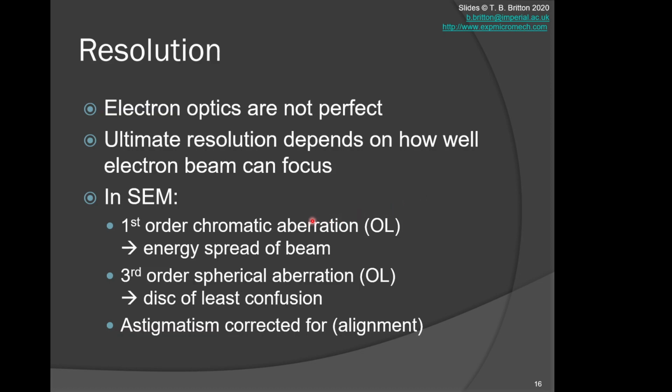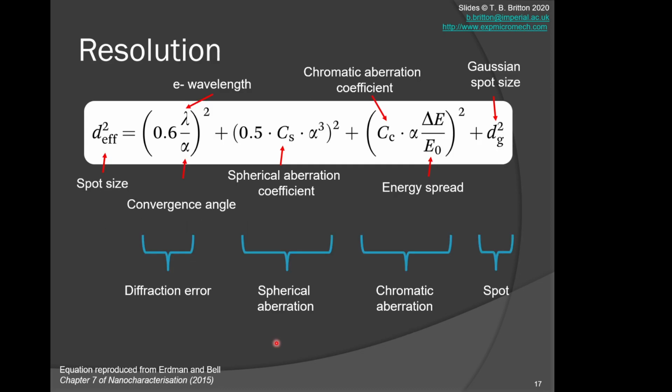We have the first order chromatic aberration, which is dependent on the energy spread of the beam. We have the third order spherical aberration, which is related to what's called the disk of least confusion. And we can also have, and you'll see what this means in a minute, an astigmatic probe, where although we would like to have a nice needle point pinprick, we will have something that instead of having a spherical, circular cross-section, will effectively have an ellipse. And so that's astigmatism in our image.